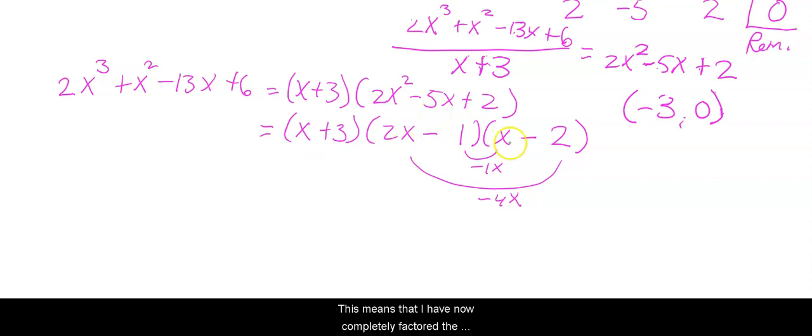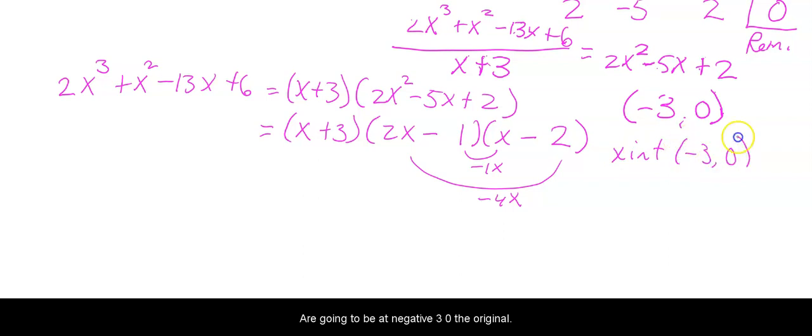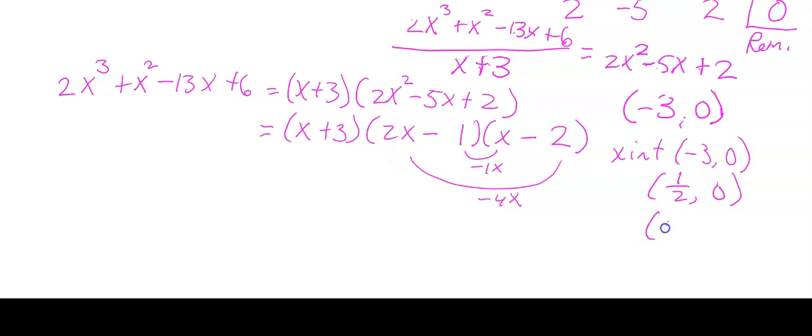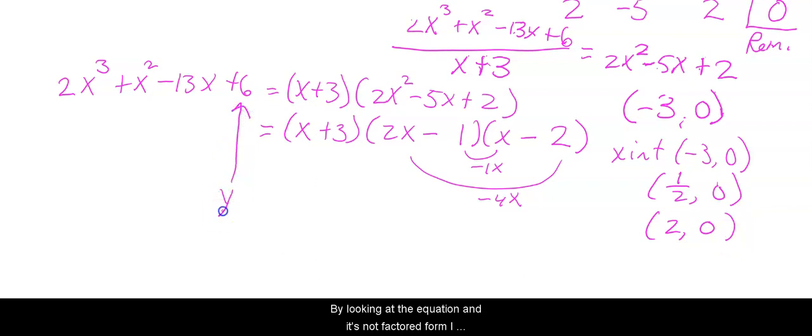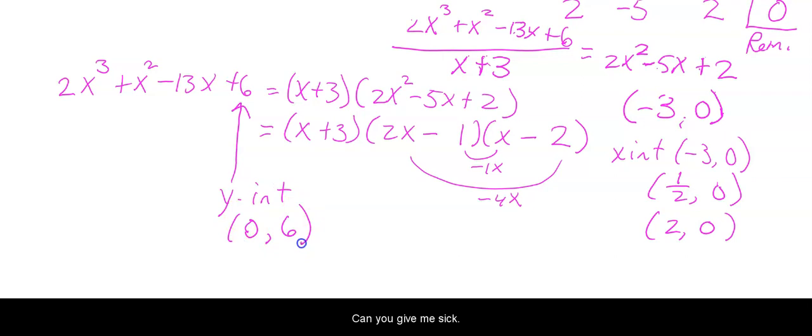This means that I have now completely factored the original polynomial, and from here I can immediately tell that my x-intercepts are going to be at -3, 0, the original, 1/2, 0 from solving 2x minus 1 equals 0, and 2, 0 from solving the last. By looking at the equation in its non-factored form, I can immediately see that the y-intercept when x is 0 is going to give me 6. This would be enough to draw a vague outline of what the graph looks like.